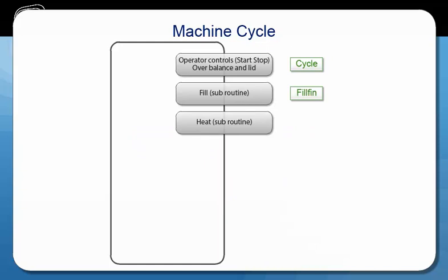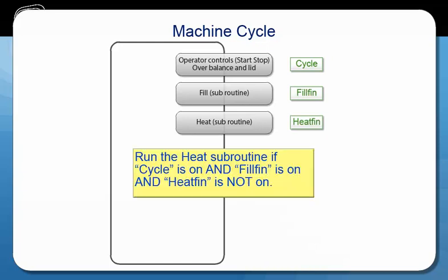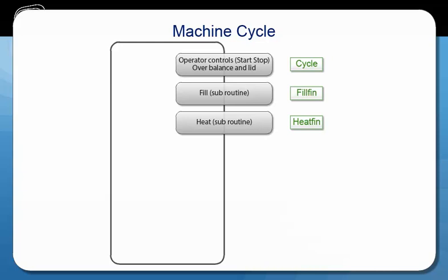When the heat is complete, turn on the heat fin variable. Once again, we write a sentence. Run the heat subroutine if cycle is on and fill fin is on and heat fin is not on. When the heat is complete, run the agitator cycle.